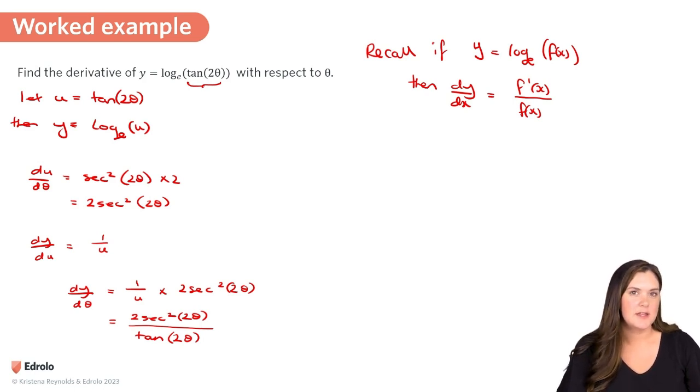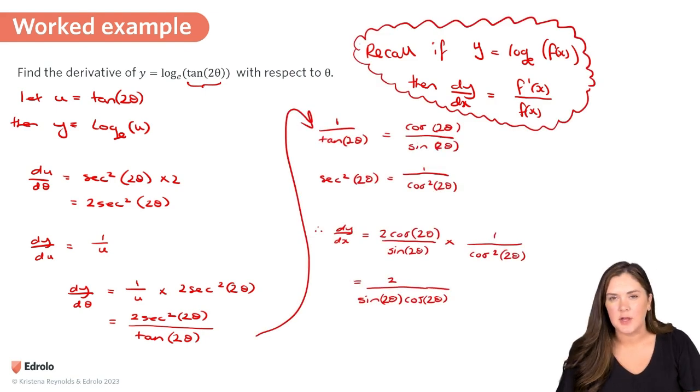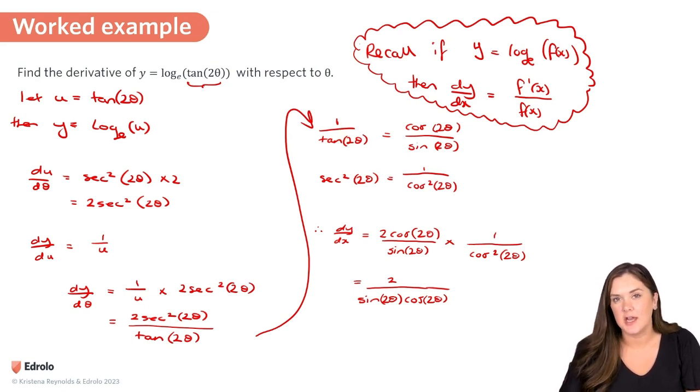Now we could leave our answer like this, however there is another way that this answer could look. You most likely won't have to do this, but I just wanted to show you how one equation can be represented in a different way. So firstly, just recalling the relationship between tan, cos, and sine. If we have tan of x, it is the same as sine over cos.